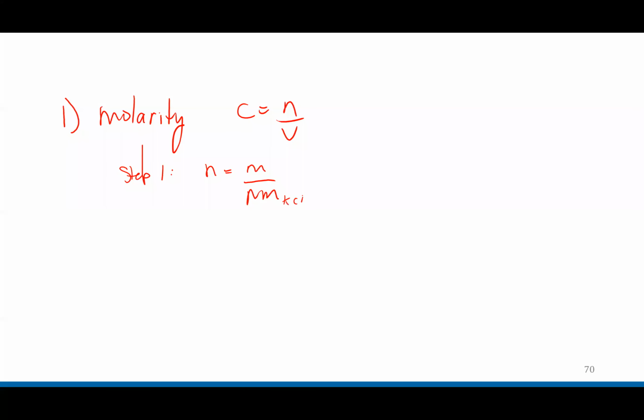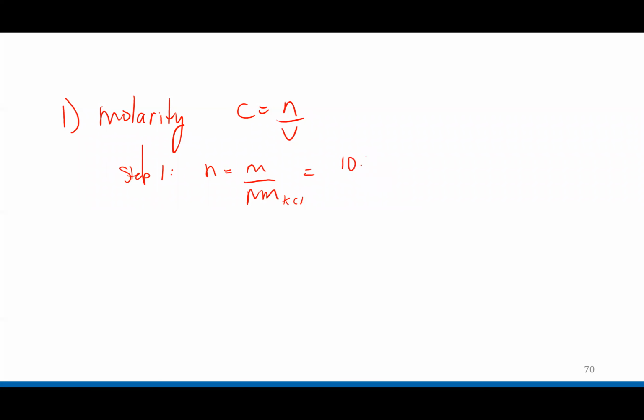So question number 1, molarity. All right, now I'm starting with the hardest one by far. Molarity is C equals n over V. Now, I obviously do not have n. I don't have moles. So step number 1 is I need to calculate the moles of my solute. So it would be mass over molar mass.